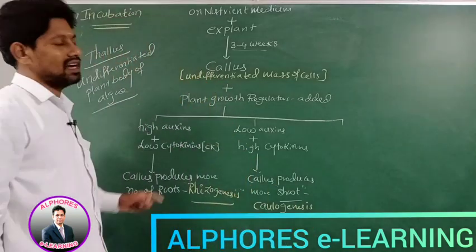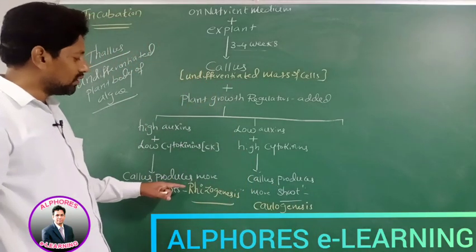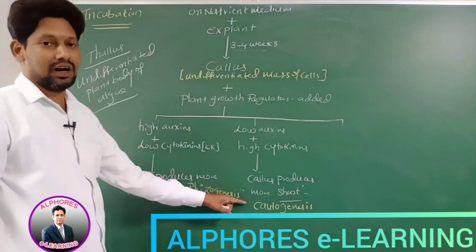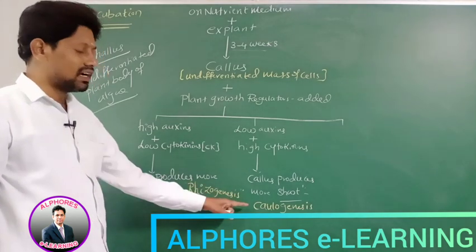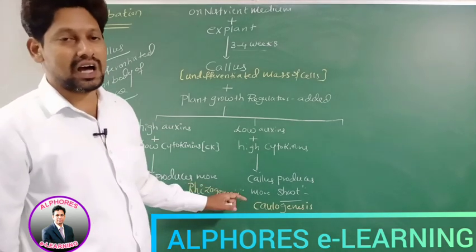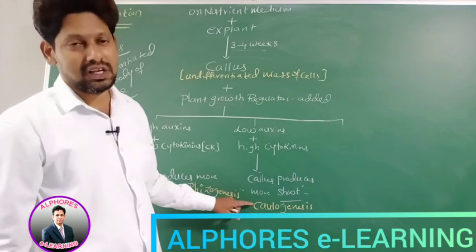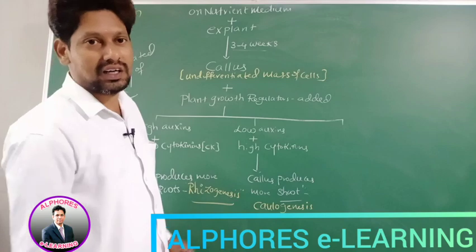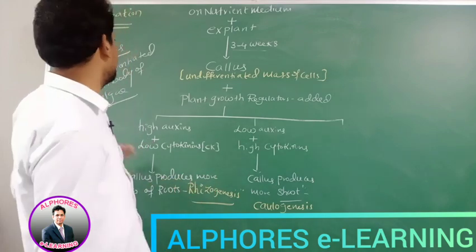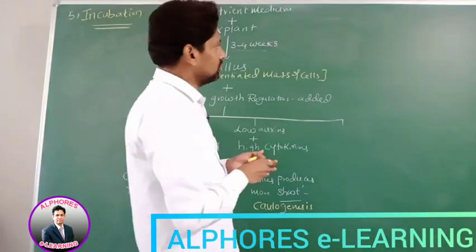What it is called as collagenesis. Till now, what we got? Rhizogenesis and collagenesis. This rhizogenesis and collagenesis together are called organogenesis or morphogenesis.